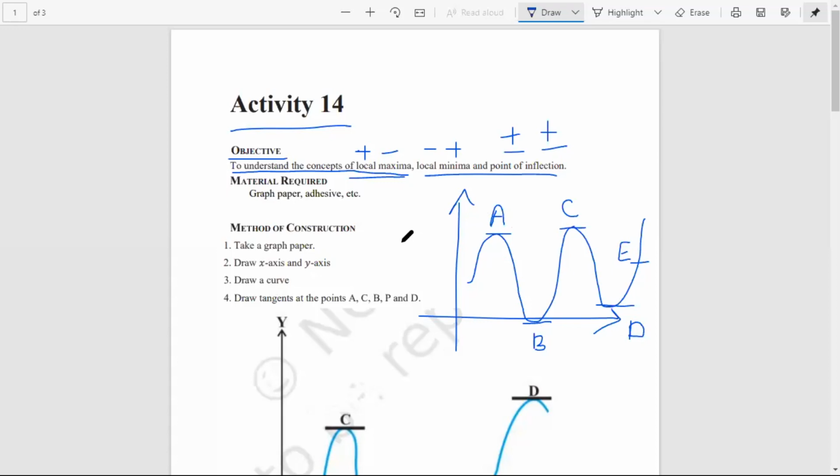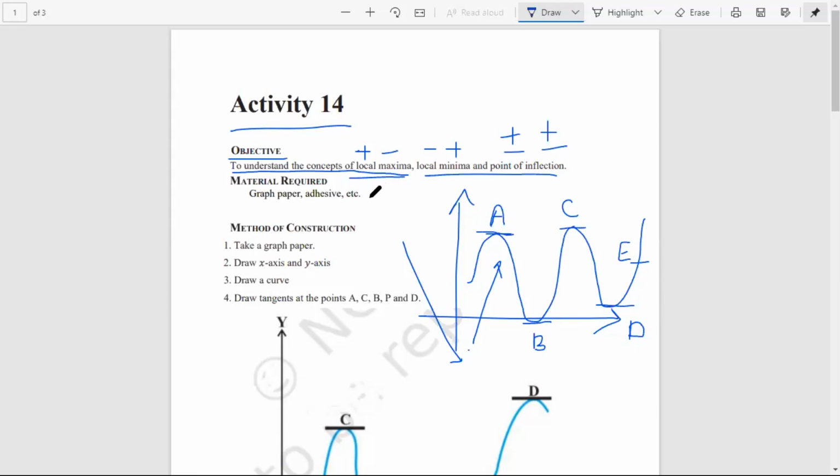If your slope is going like this, you see it is a negative slope. If your slope is like this, you say it is positive. But when your slope is parallel to x-axis, then the slope of tangent is 0. Is it clear? So at this point, your slope of tangent is 0.